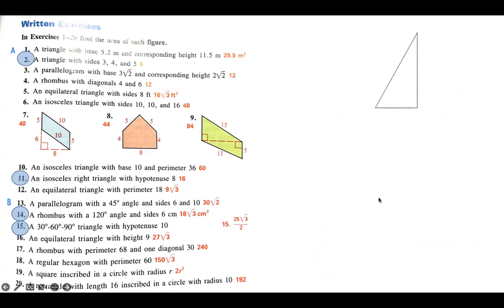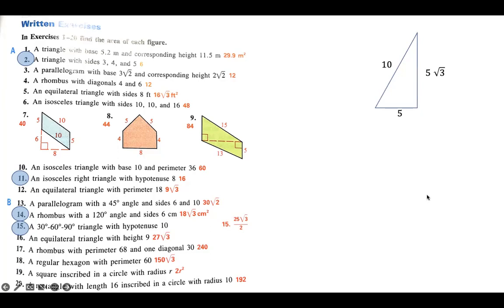Well, this is the same as the previous problem, 30, 60, 90, except the hypotenuse now is 10. Remember, the hypotenuse on a 30, 60, 90 triangle is 2A. So if 2A is equal to 10, then A is equal to 5, and 5 is the side opposite the 30 degree angle. Do we need the other side? Yeah, we do, because we're trying to find the area of the triangle, so we need base times height. The other side would be A root 3, so it would be 5 root 3.